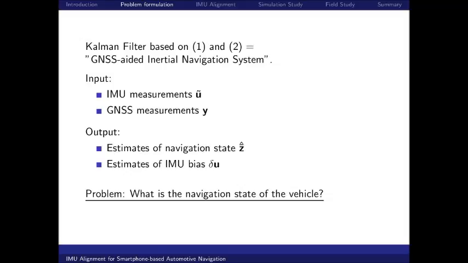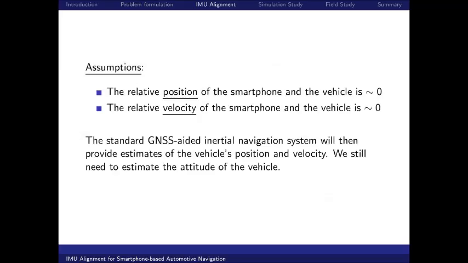All this is nice, however, it only means that we can estimate the navigation state of the smartphone. What we are actually interested in is the navigation state of the vehicle. In order to estimate the navigation state of the vehicle, we will begin by making two assumptions. First, I assume that the vehicle and the smartphone have the same position. This is typically a feasible assumption since the GNSS position errors often are larger than the length of the vehicle, which in some sense is the maximum error that can be introduced by this assumption.